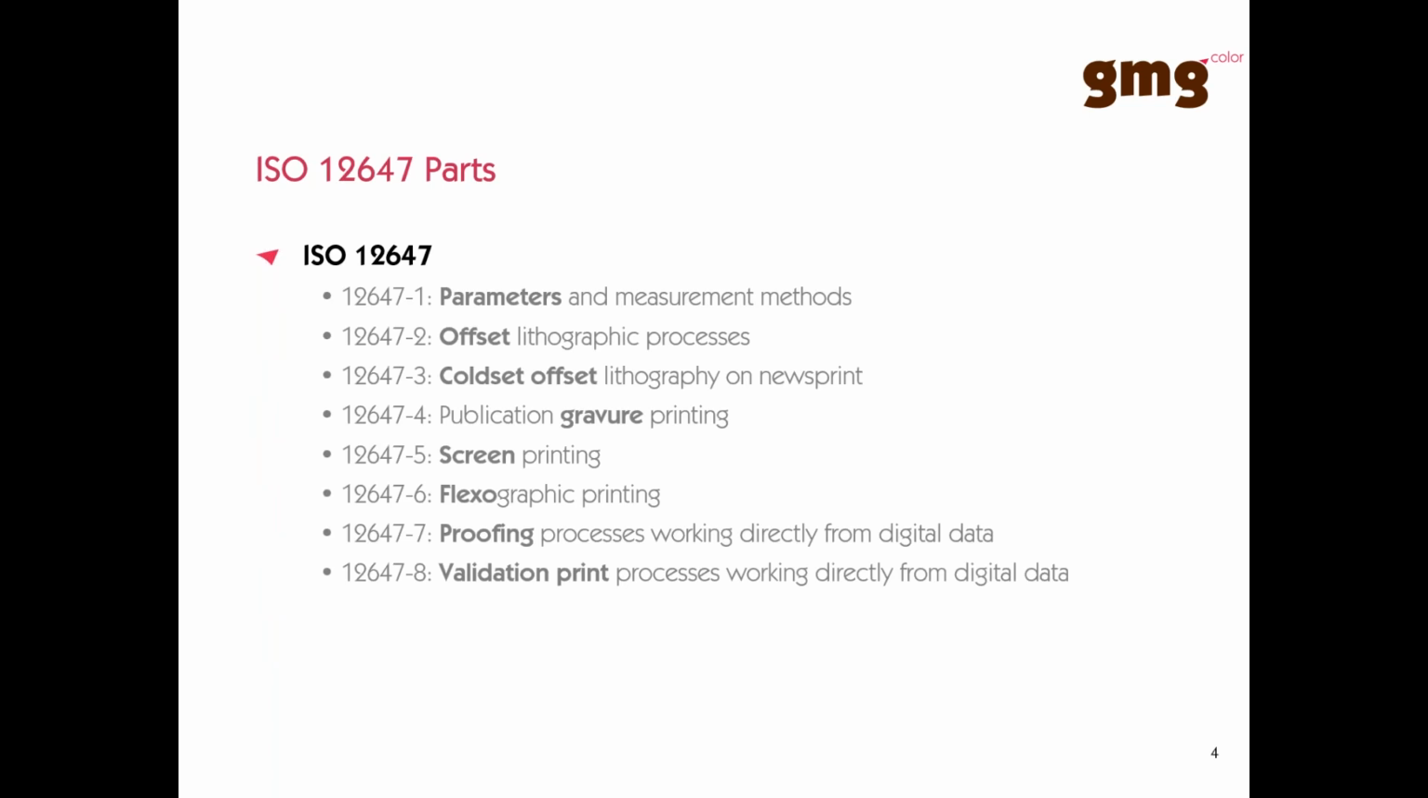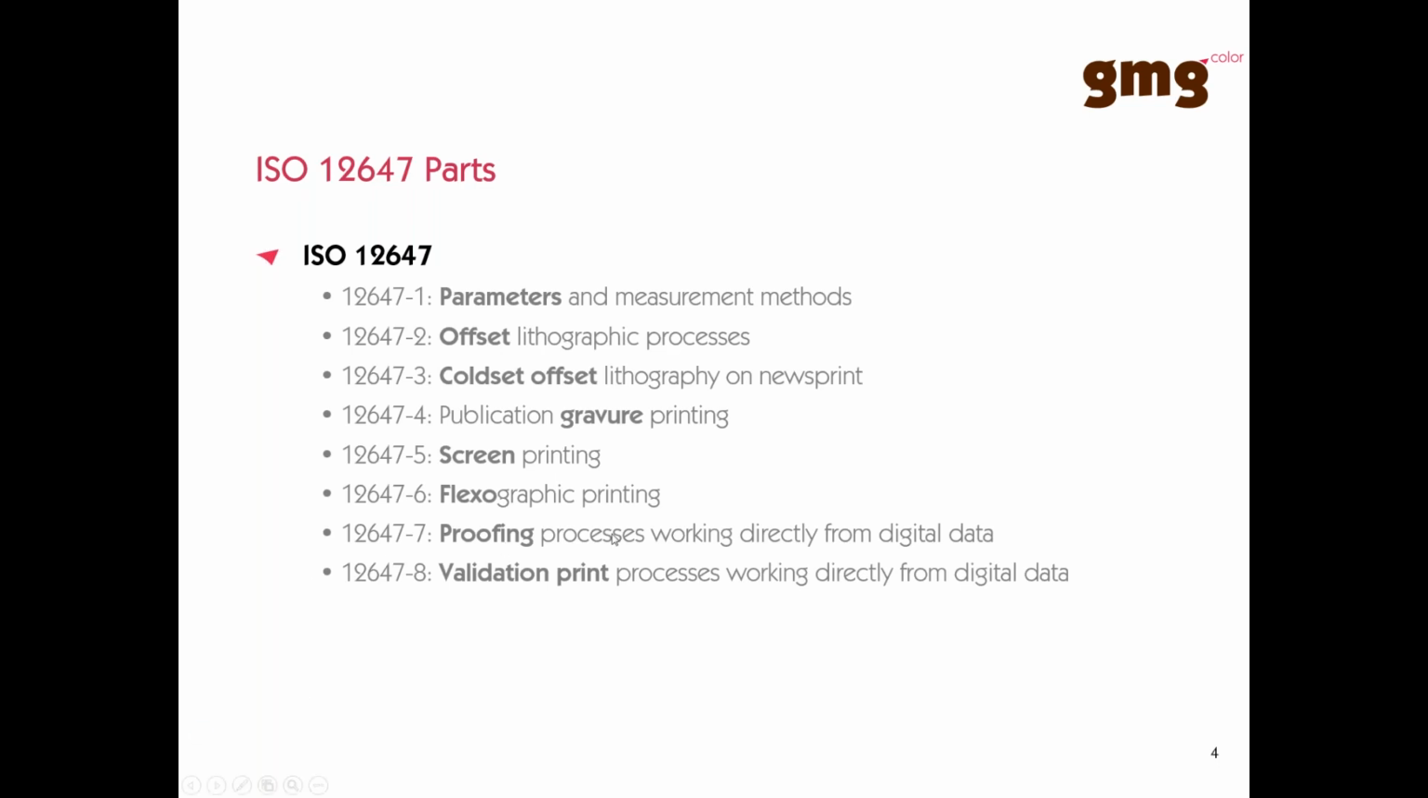So the ISO 12647 consists of 8 parts. Part 1 describes general parameters. Part 2 is for offset printing. That's a very important one and a very well-known part. And parts 3 to 6 are for the other printing technologies.